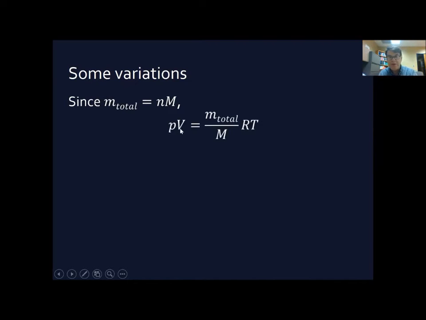So since the total mass equals the number of moles times the molar mass, we can go back to the PV equals nRT formula and substitute in M total over M for n. If M total equals nM, then if you divide both sides by the molar mass, you get M total over M equals n. So I've just substituted that in. Now we have another formula that we might use in a different kind of situation.